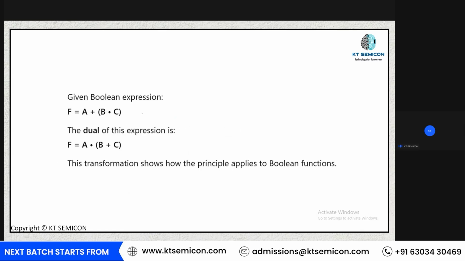For example, let's say we have a function f is equal to a plus b dot c. Now, the dual of the function is nothing but f is equal to a dot b plus c. This is nothing but my dual of a function.